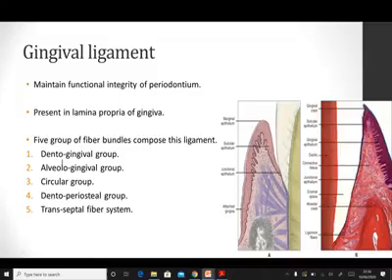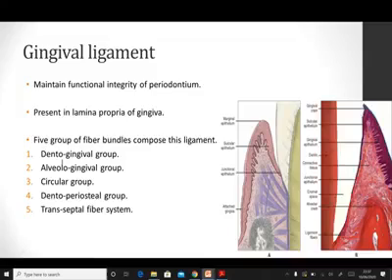Then we have another fiber system which is not entirely a part of the periodontal ligament, but these fibers maintain the integrity of the periodontium, the functional integrity of the periodontium. This group of fibers is called the gingival ligament fibers. These fiber bundles are obviously collagen fiber bundles, and they are present in the lamina propria of the gingiva. They're not present within the periodontal ligament entirely. They are majorly located in the lamina propria of the gingiva.